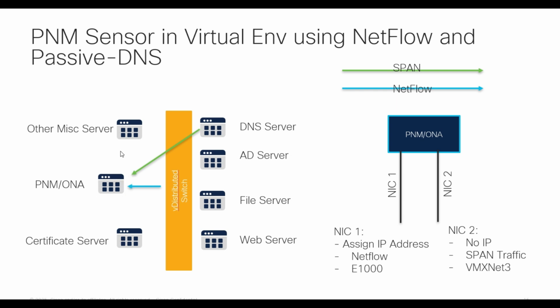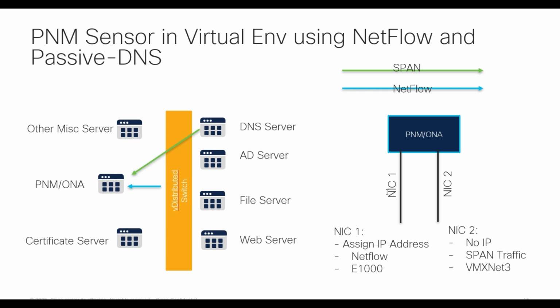Now, I think in other videos you've seen where I've shown you can span everything over to a PNM sensor, and it will turn it into NetFlow and send it on up into the data lake. If you're doing something like that, you're obviously already getting all of your DNS stuff as well. But if you're using NetFlow from here, in order to take advantage of the passive DNS features, we still want to span over all the traffic going to our DNS servers. And this is how I usually tell people how to do it.